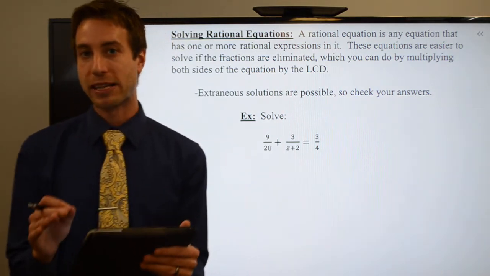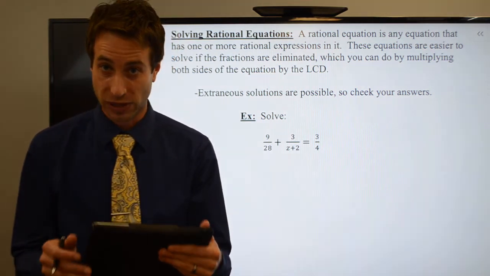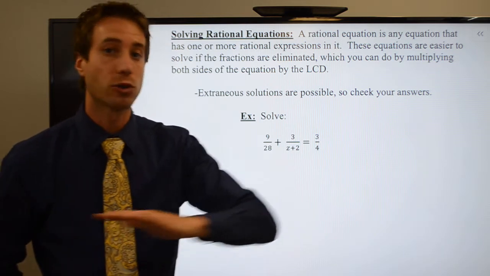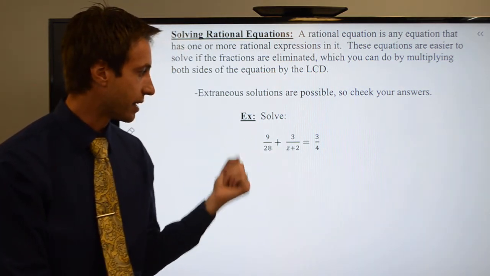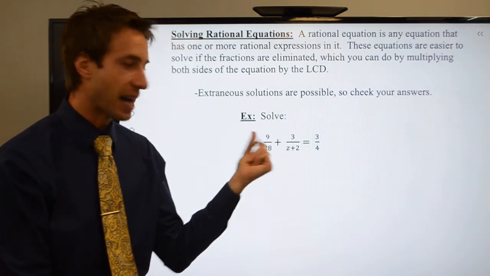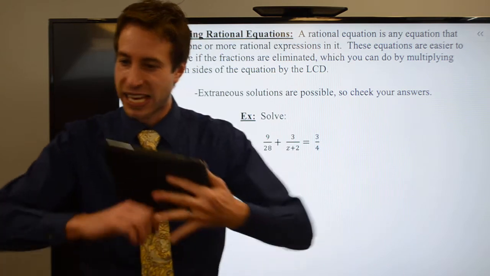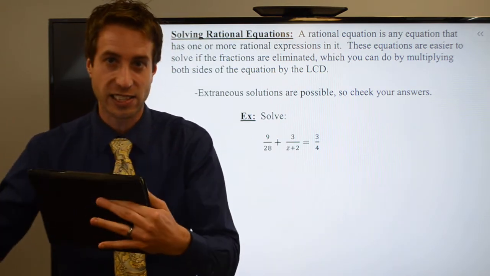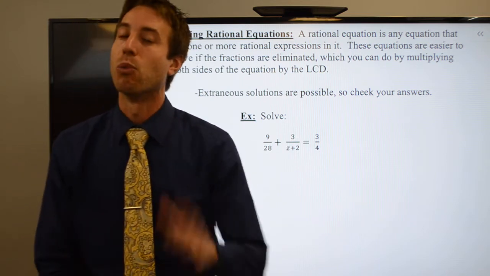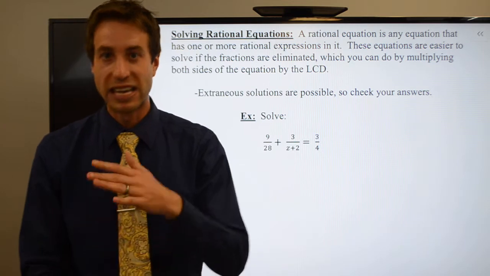The way we're going to make those fractions disappear is by finding the LCM, the least common multiple, and then multiplying everybody by that LCM. I'll multiply this term by the LCM, this term by the LCM, and this term by the LCM. What you'll see is that the denominators drop out. They go away. You'll get cancellation. The denominators are gone, and that allows you to solve a much simpler equation.